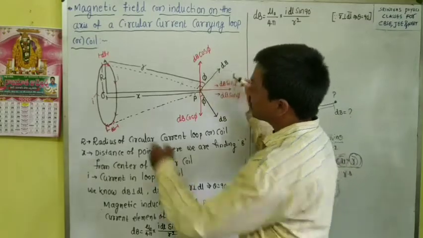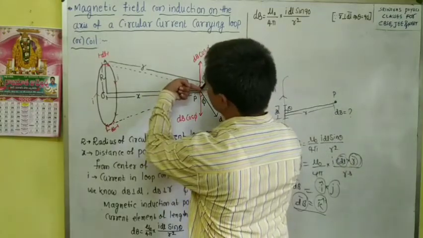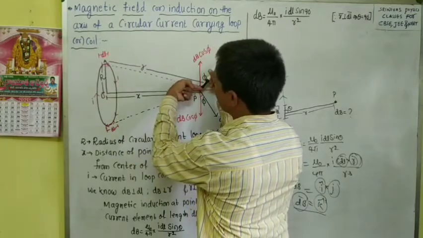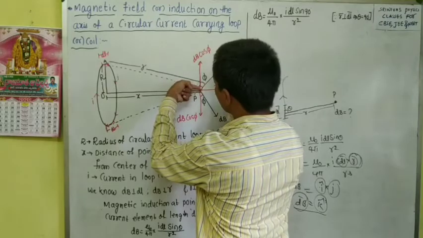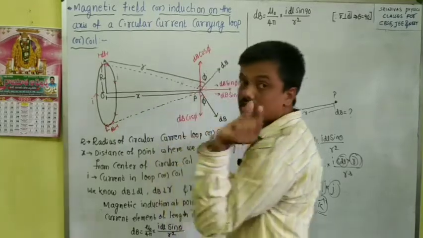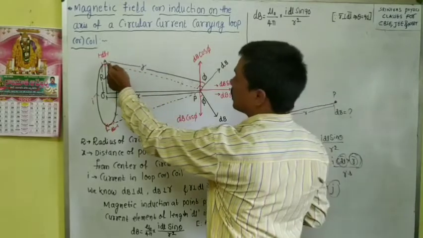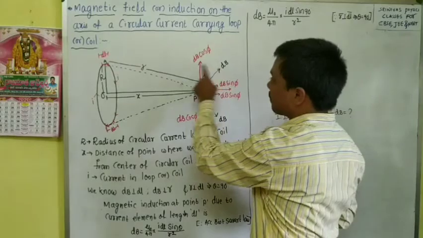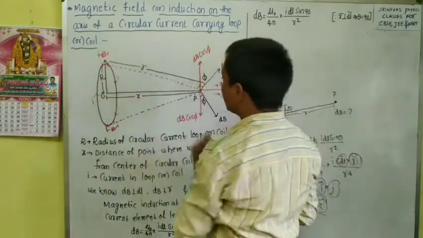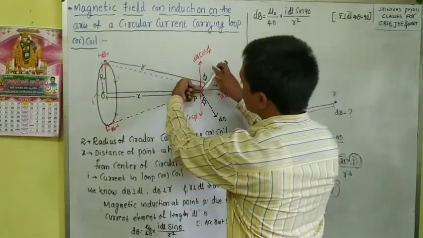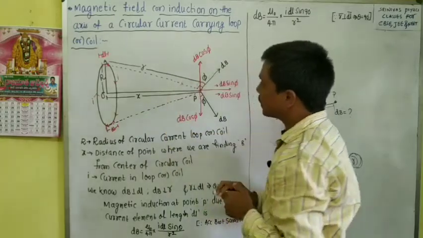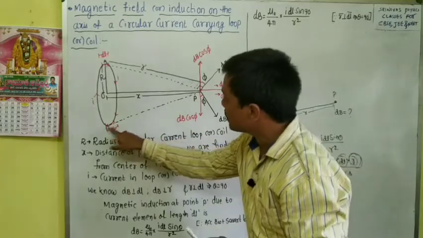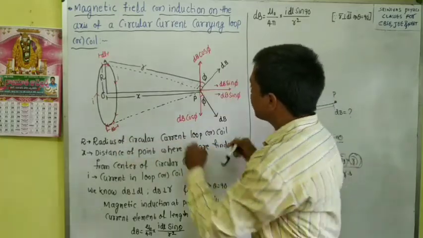Look at here. This is r, and perpendicular to r means it should make 90 degrees. Due to this small element at point P, the magnetic induction is perpendicular to r. dB is the small magnetic induction due to current element dl. dB is perpendicular to r and dB is perpendicular to dl. That's why the dB direction is like this, along the downward.